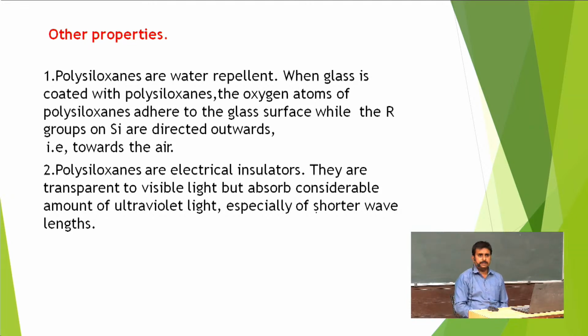Next, there are different other properties. Siloxanes are water repellent. They repel water. That's why glasses are coated with polysiloxanes. The oxygen atoms of polysiloxane adhere to the glass, and the alkyl groups on silicon direct outwards, and this does not allow water to be absorbed on the surface of the glass. These are also electrical insulators. They are transparent to visible light, but sometimes absorb ultraviolet radiation, specifically very short range UV radiation.